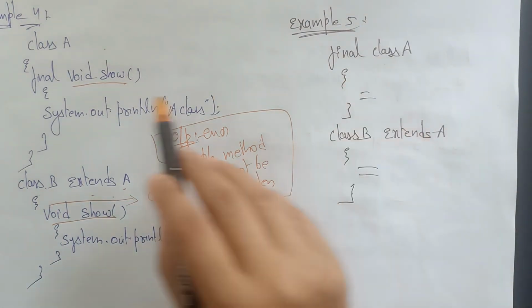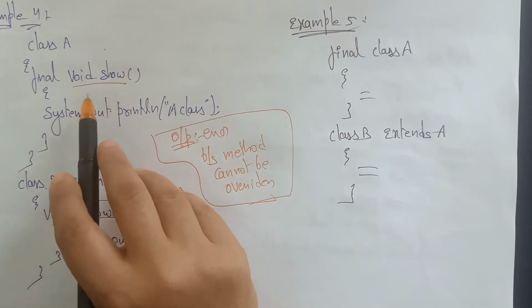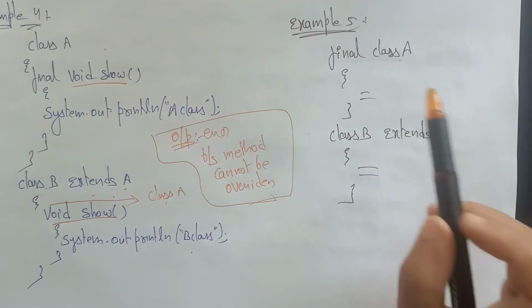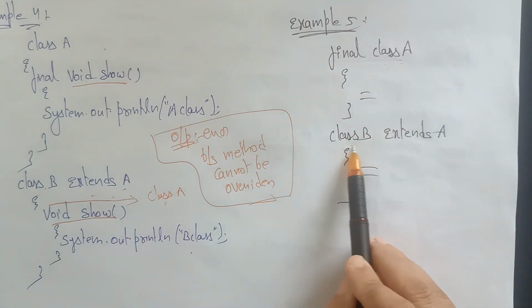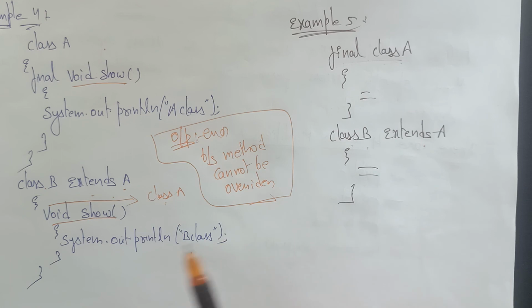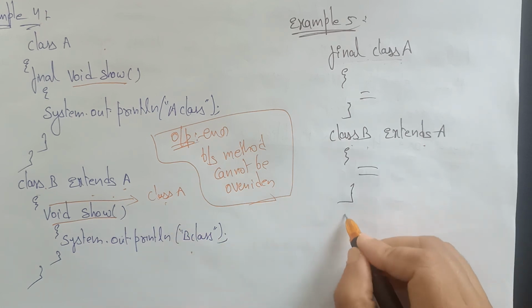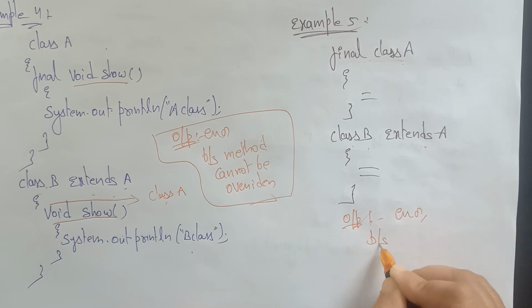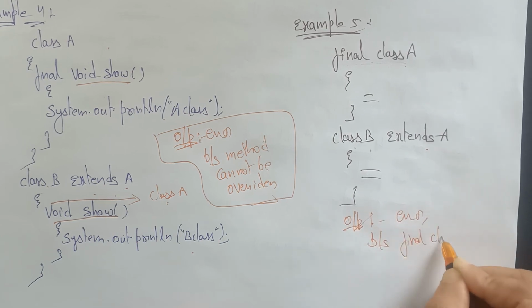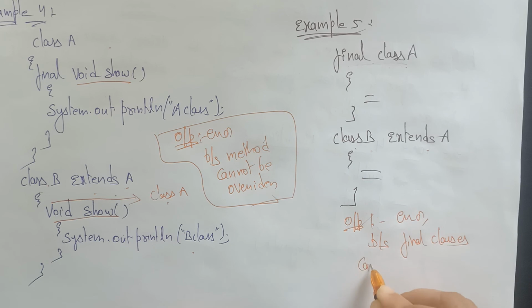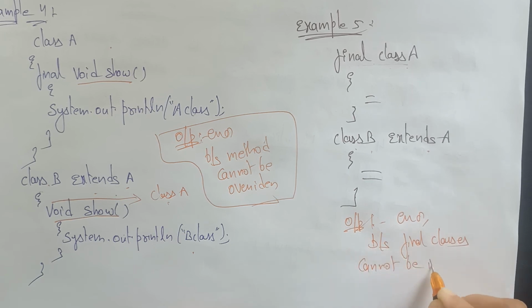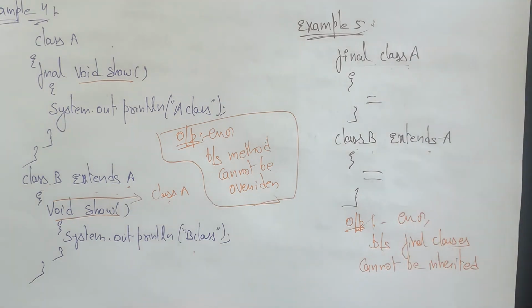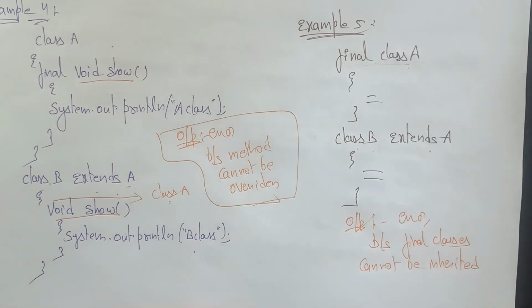Now let's see this one as a simple code snippet. So far we have declared final on methods and variables. Now let's declare final on a class. What happened? Final class A, class B extends A. Error. The output is error. Why is the output error? Because a final class cannot be inherited. This is the starting point of what I said: a final class cannot be inherited.